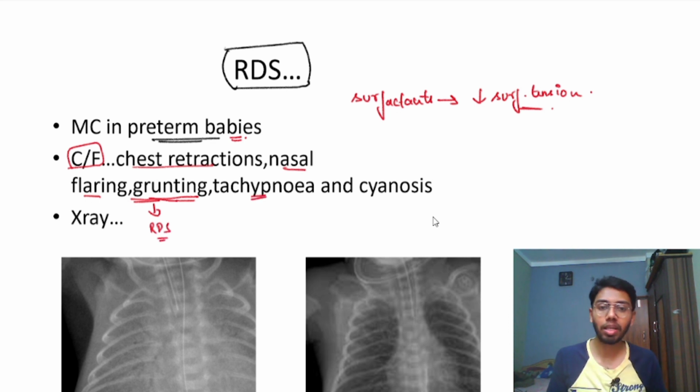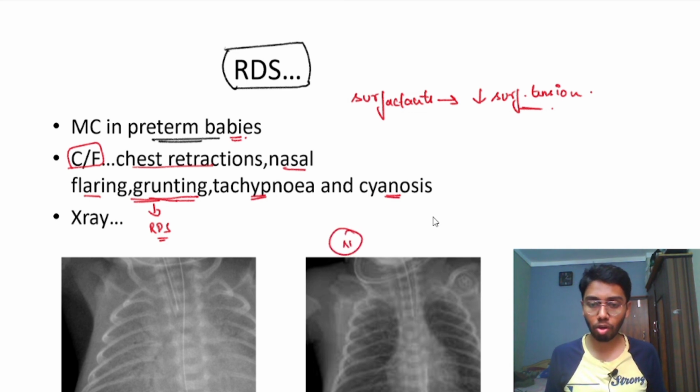Okay, the baby will have tachypnea because of hypoxia. You can also expect cyanosis in the baby. See, this is a normal lung where you can see translucency, the lung is translucent, but see here, it is completely white out.